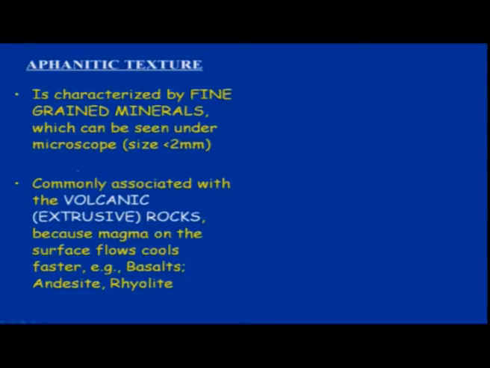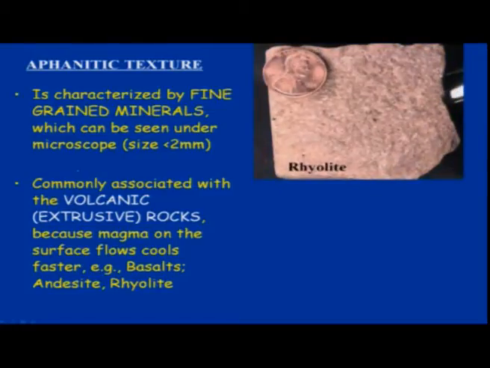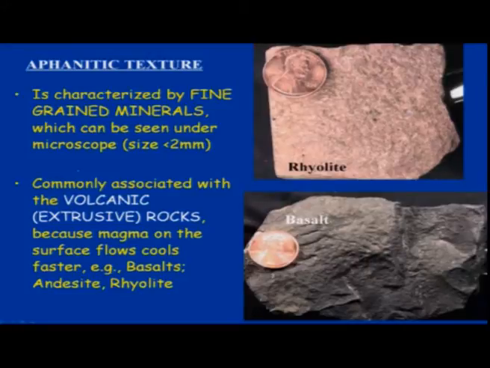So, commonly associated with volcanic, we say, so those were the plutonic, and these are volcanic extrusive rocks, because magma on the surface cools faster and results in the formation of very fine crystals. So, examples are basalt, andesite, rhyolite. This is a rhyolite which is comparatively lighter in color, rich in felsic minerals, and basalt is darker in color, more rich in mafic minerals. So, again basalt we see is fine grain, and this is also fine grain.